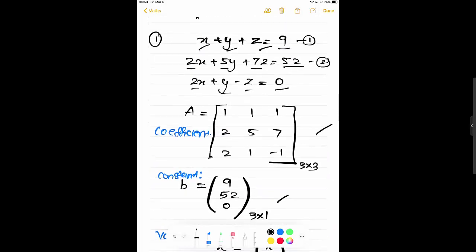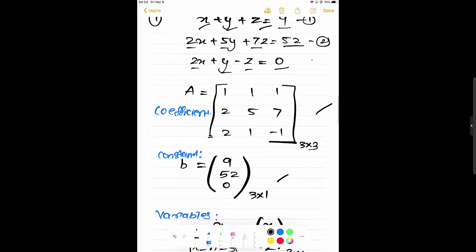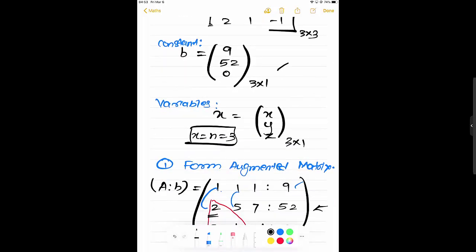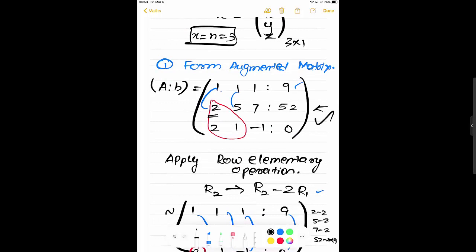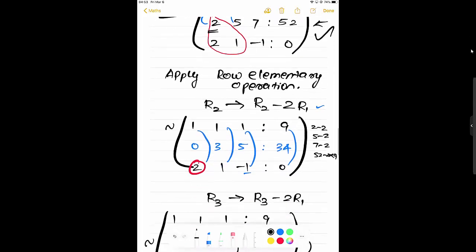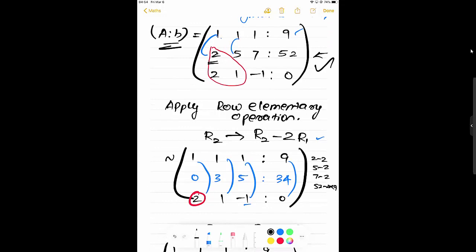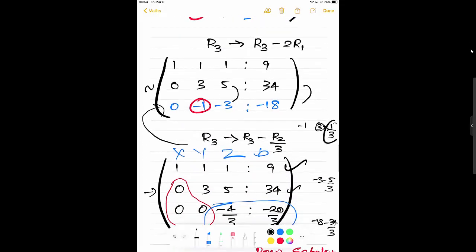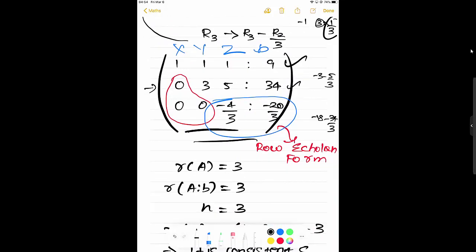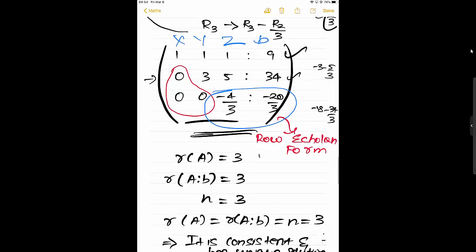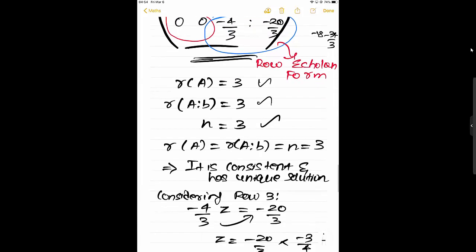A short recap: from the system of linear equations we have to write the coefficients, constants and variables. Using these 3 values form the augmented matrix, that is A colon B. Then apply elementary row operations to form the upper triangular matrix, that is, you have to make these 3 elements 0. Apply the condition. Once you derive this result, you have to calculate the rank of the matrix A and the rank of the augmented matrix. If the rank of A and the rank of the augmented matrix are equal to the number of unknowns, then we say that it is consistent with a unique solution.